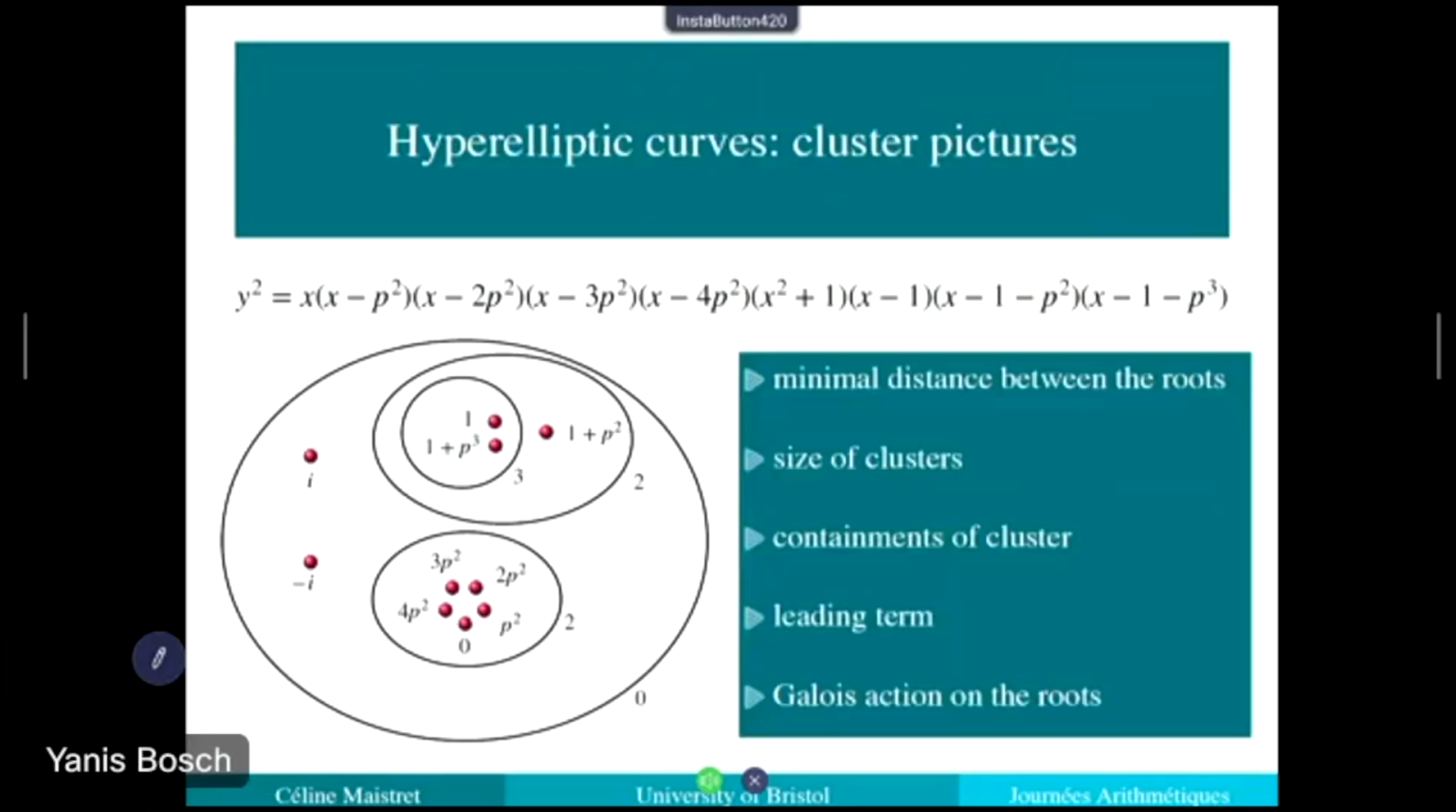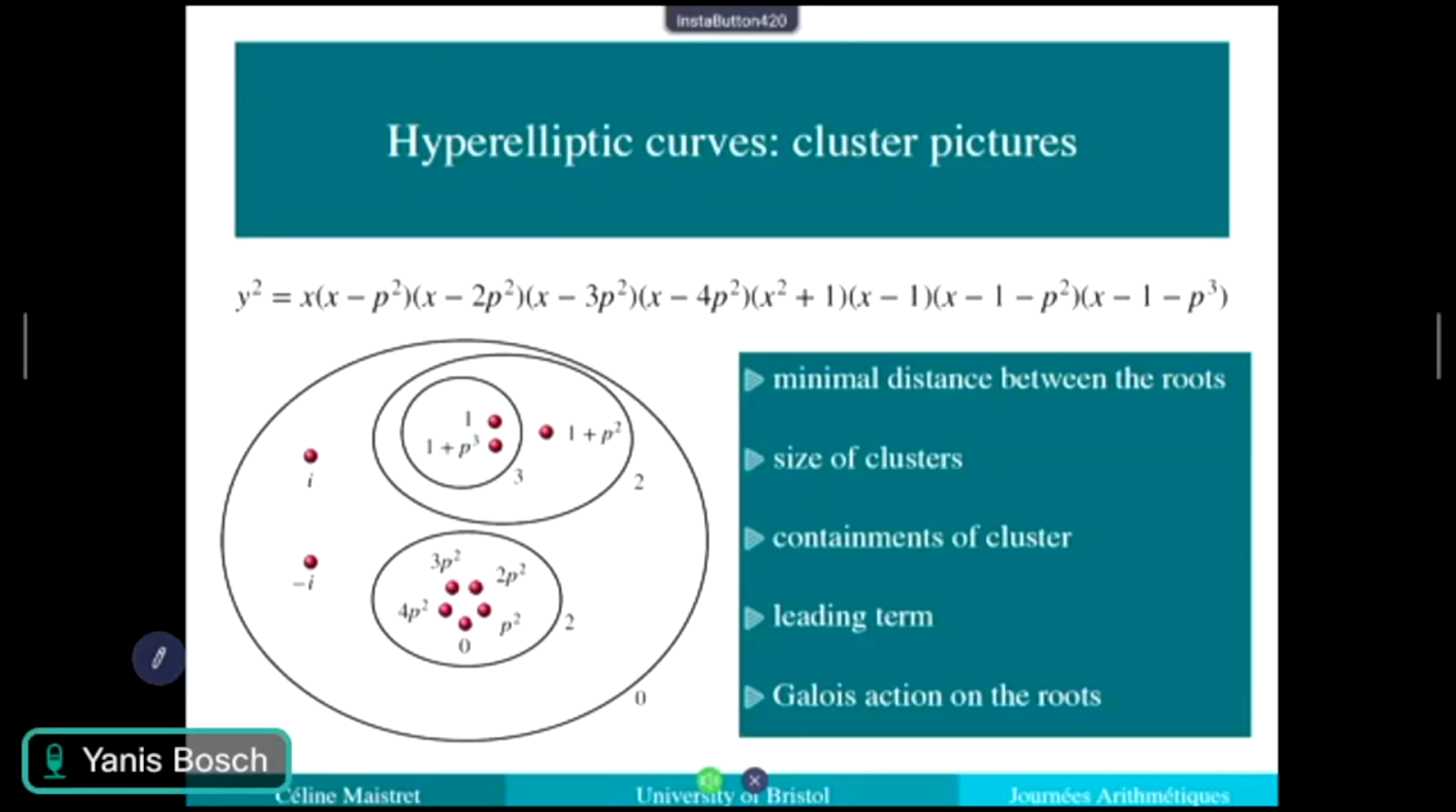Okay, and here it is. The minimal data that I want to record to understand the local arithmetic of my hyperelliptic curve is the minimal distance between the roots. I want to understand the size of those p-adic disks, which I will call clusters. I want to understand namely if there is an even number of roots or an odd number of roots inside. And I want to understand how they are contained. I want to understand how they are interlinked.